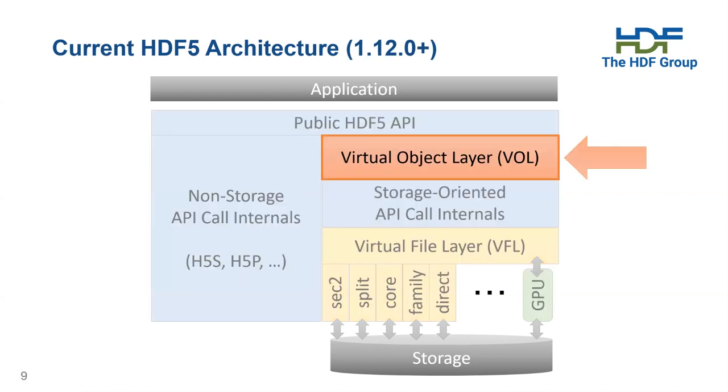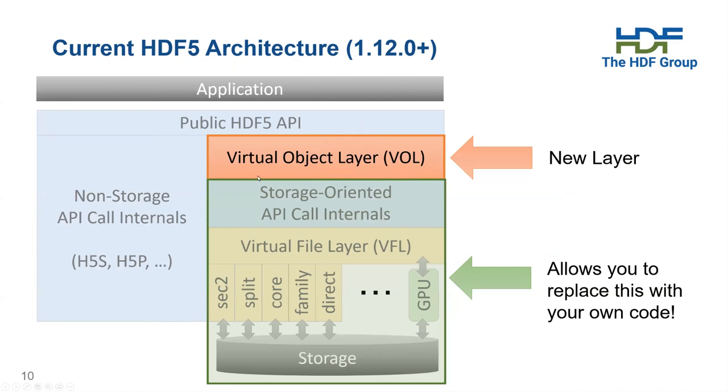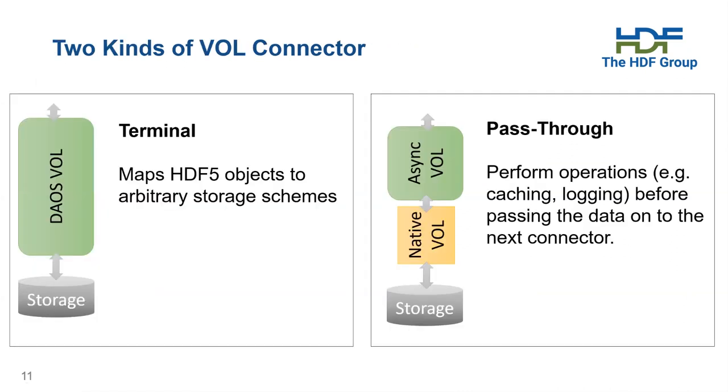And so we've interspersed now, starting in version 1.12.0, this thing called the virtual object layer, and it sits right underneath the public HDF5 API for the storage-oriented API calls. And this is at a much more abstract level than the virtual file layer. It's much higher up, and I'll show in a minute how thin this is. And this allows you to replace basically the file-oriented guts of the library with your own storage code. So there are two kinds of VOL connectors. There are terminal VOL connectors that map HDF5 objects to arbitrary storage schemes that are defined by you when you create your VOL connector. There are also pass-through VOL connectors, and these can perform operations such as caching and logging, or handle asynchronous operations before passing the data on to the next connector in the chain, because they're all stackable.